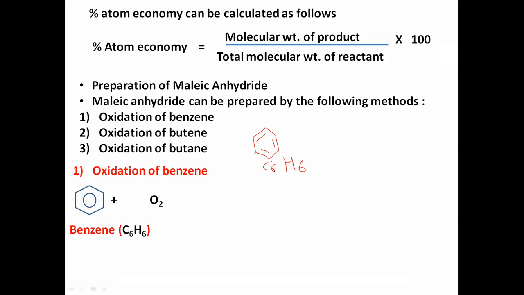It's a very important point because we are talking about the molecular weight of the product. To calculate molecular weight, you must have the correct molecular formula. Then only can we calculate the correct molecular weight, right? And here also the total molecular weight of the reactant. So you have to play a lot with molecular weight, so your formula must be correct.